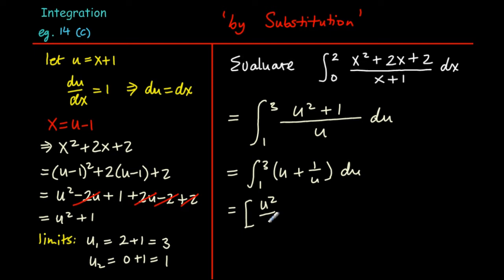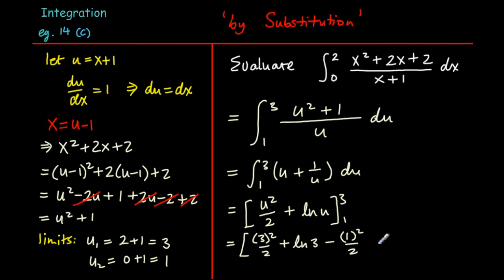So integrate u, and we get u squared divided by 2, raised to the power by 1, and divide by the new power. The integral of 1 over u is natural log of u. And this is between the limits 3 and 1. So subbing in 3, we get 3 squared over 2 plus the natural log of 3 minus 1 squared over 2 minus the natural log of 1. And we might remember the natural log of 1 is 0. So that's an easy term to deal with.